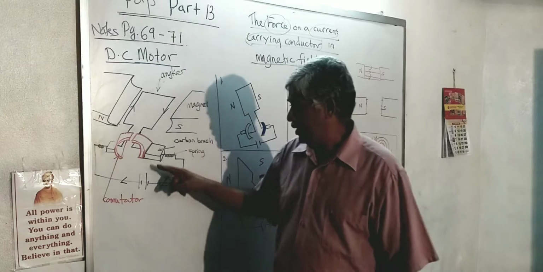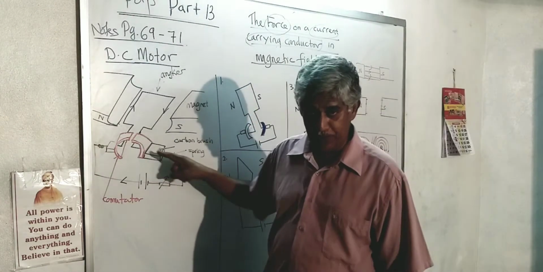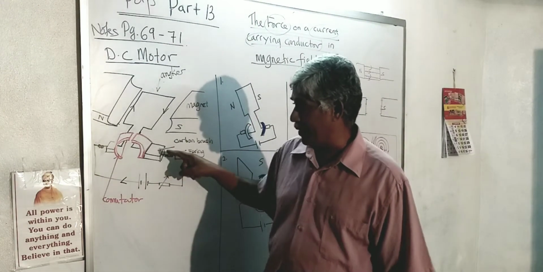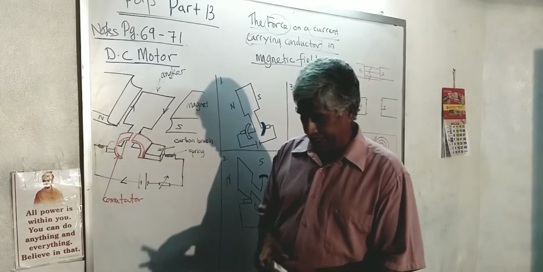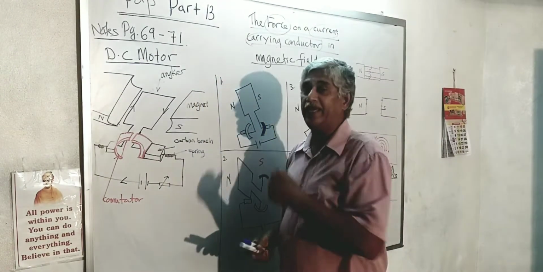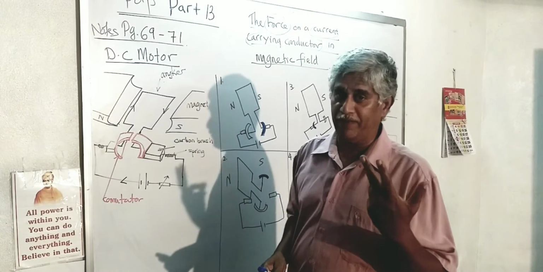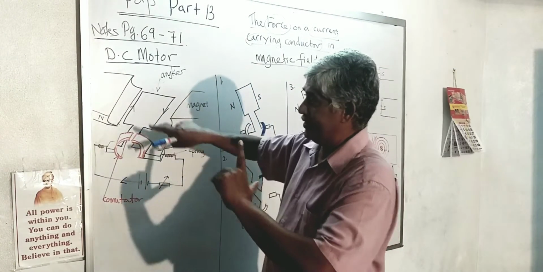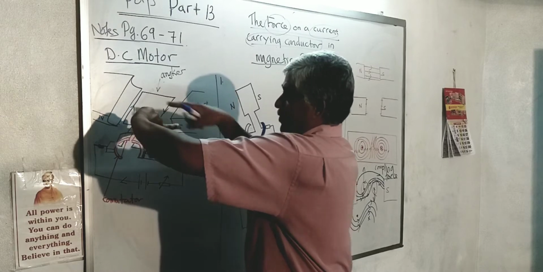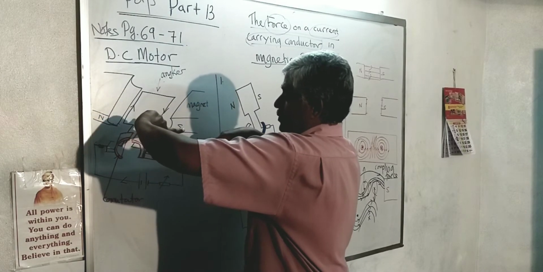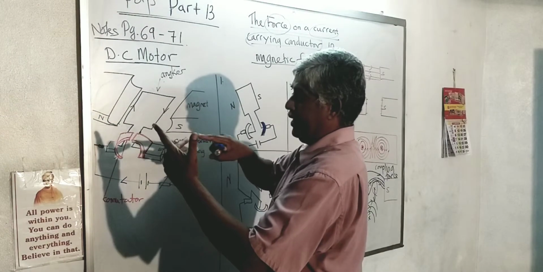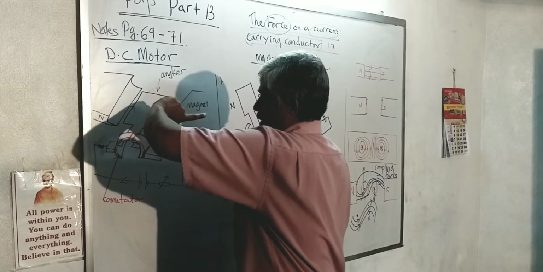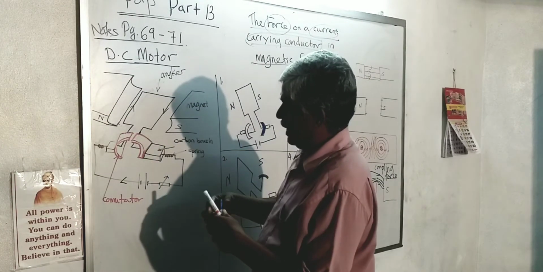Suppose the commutator now is in horizontal position with the carbon brush. Now the current enters. As the current enters, here again we can use Fleming's left-hand rule. If you are not sure of this, the current here enters. This is north to south. Can you see? North to south. This is current, so current enters north to south. So the force is downward.